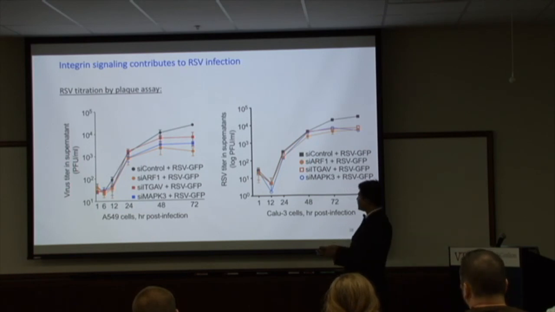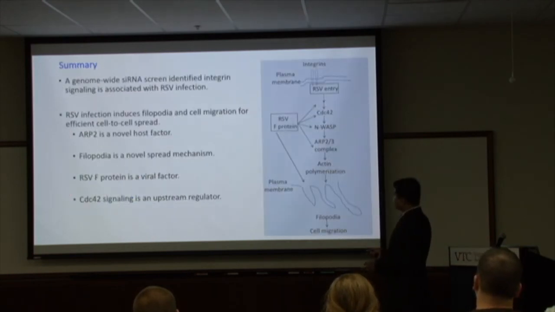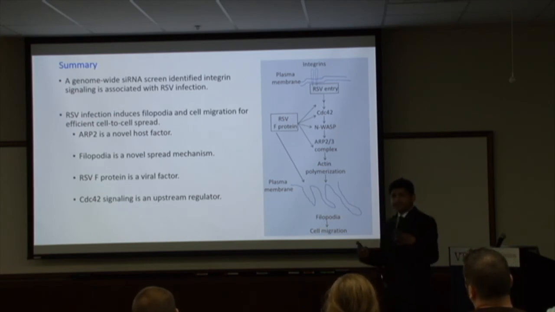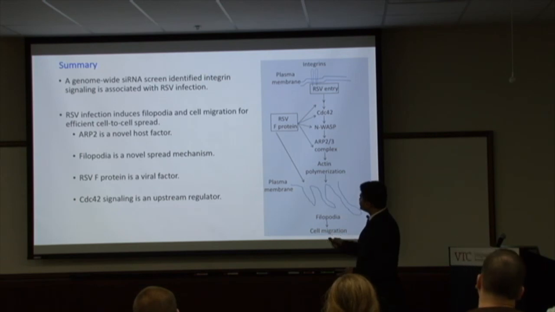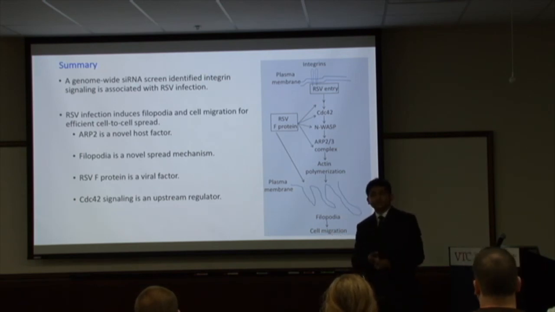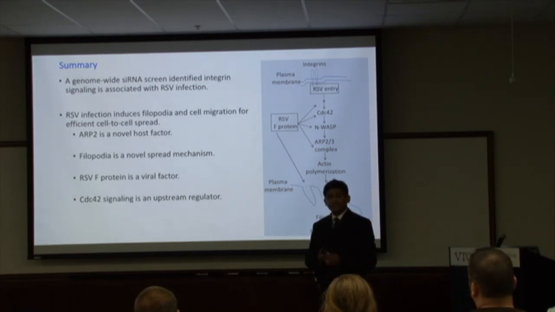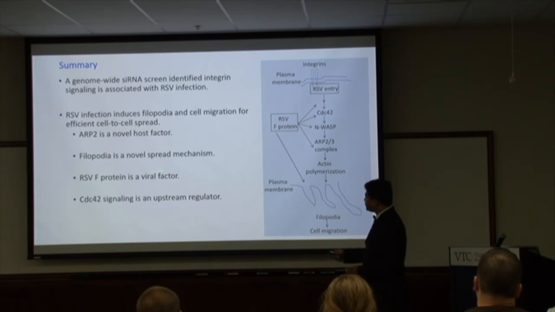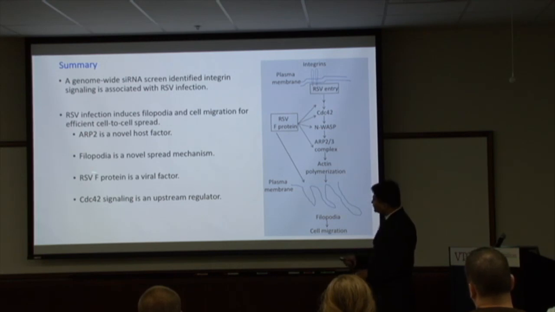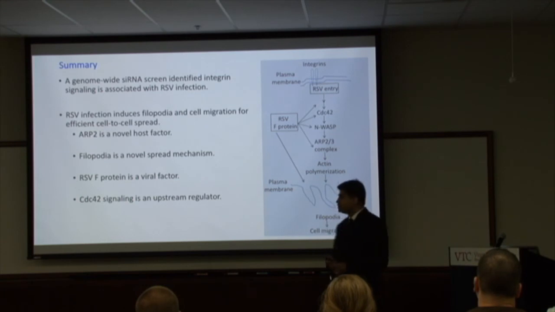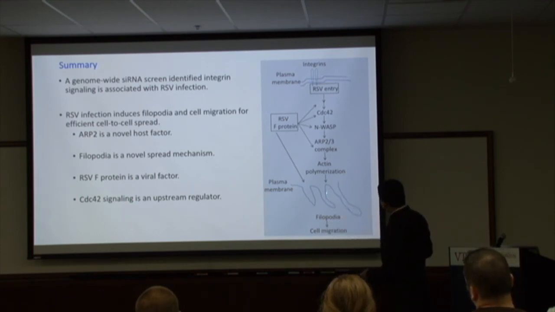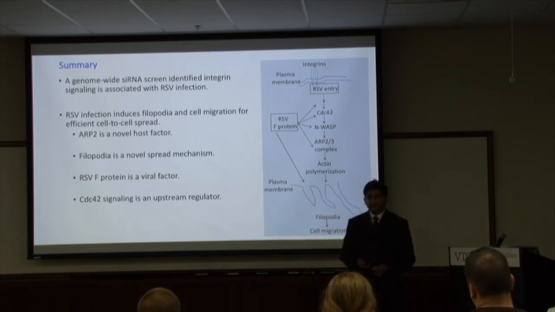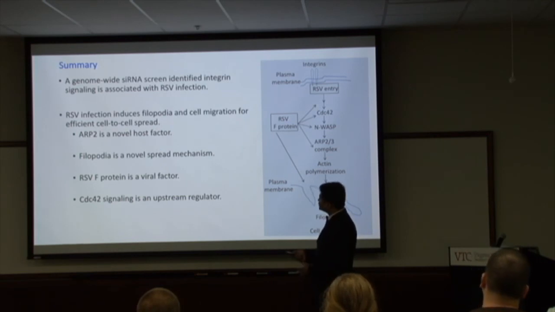To summarize what I found so far: I identified, through a genome-wide siRNA screening, that integrin signaling is associated with RSV infection. RSV infection not only induces Filopodia, but also increases cell migration. We found Filopodia as a novel mechanism, ARP2 as a novel host factor, and CDC42 as its upstream regulator, and we also found a viral protein more likely involved in this process. So we have a model in which the virus hijacks this CDC42-driven Filopodia induction pathway for its own benefit.